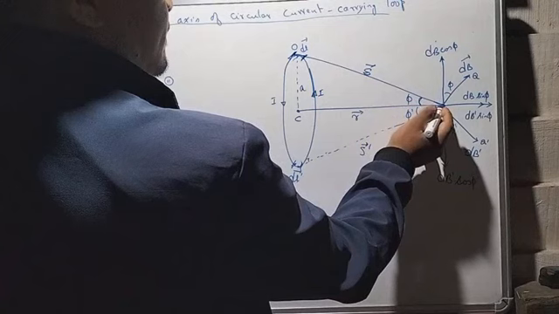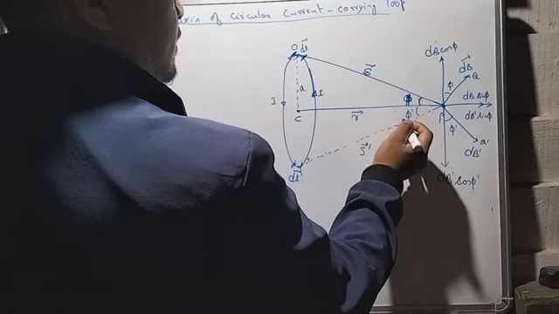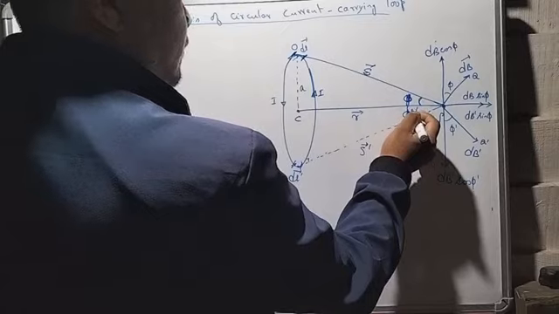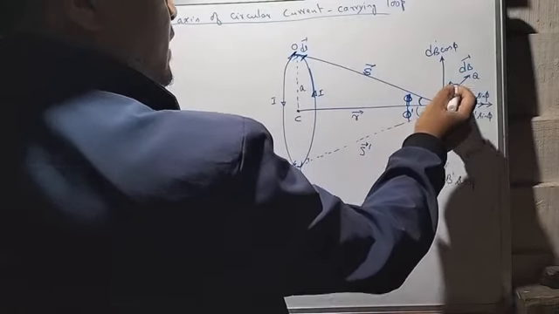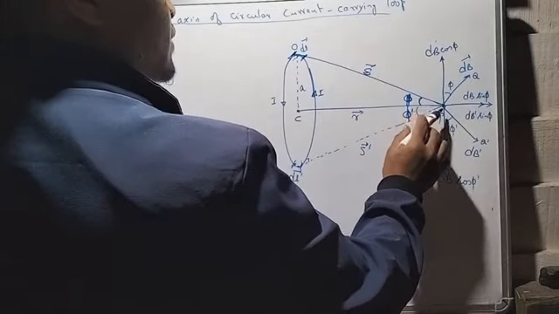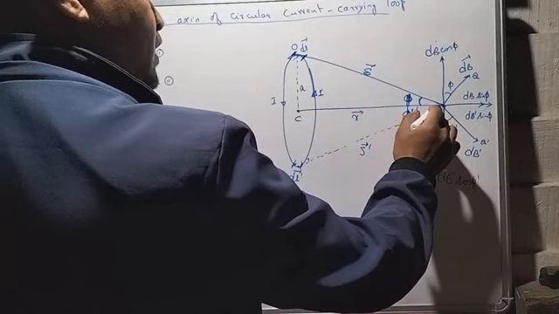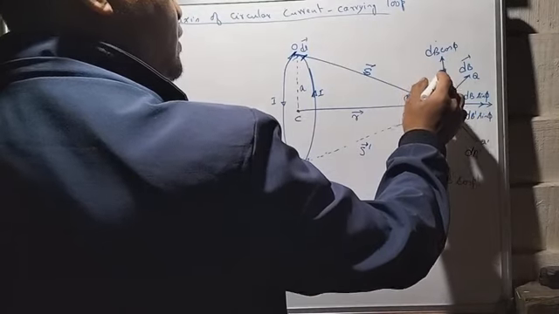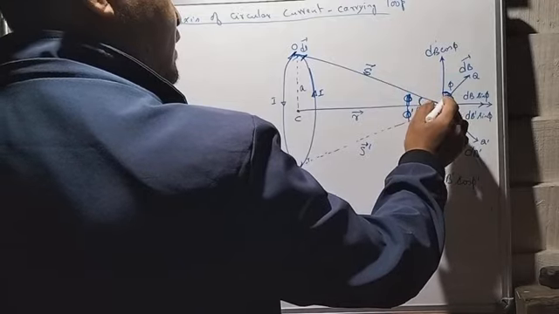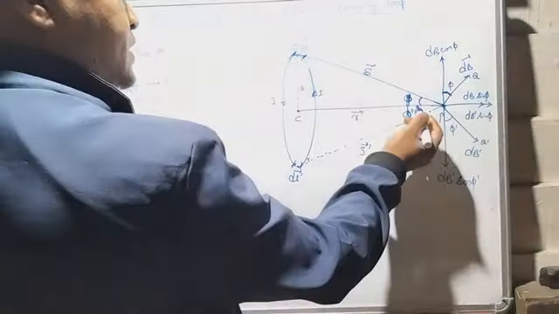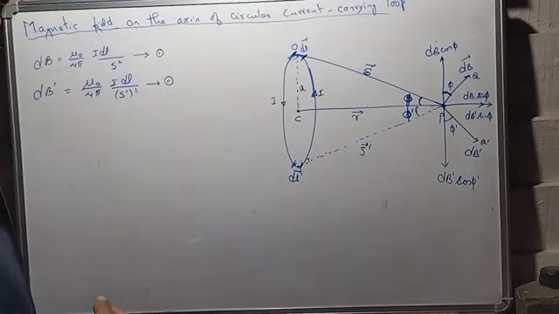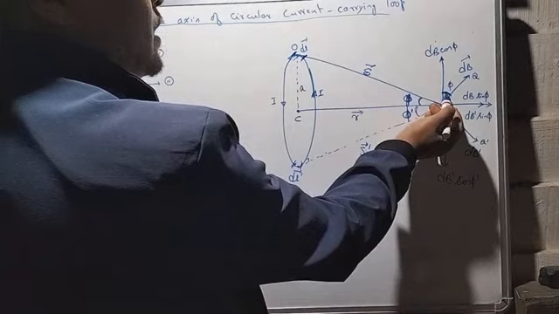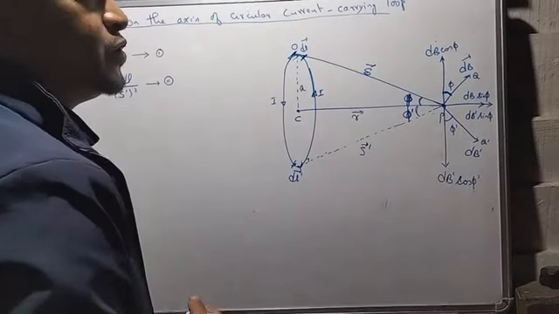So if this angle is phi, then let us say that this angle is phi dash. Because this dB is acting along this direction, when you resolve it into two components, one you take along x, another along y. So this angle also is phi. Similarly, if this is phi dash, this will be phi dash. For this, I will leave you a homework to verify by yourself how we get this angle equal to phi. That is your homework.